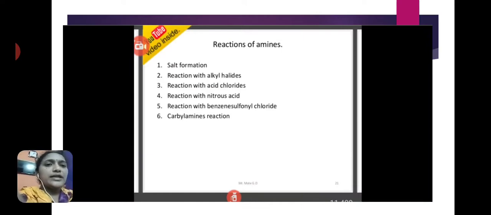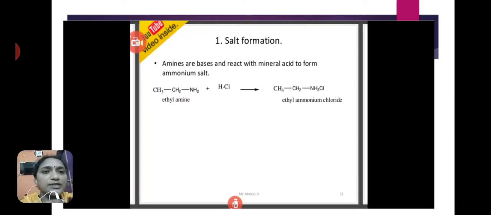Next is the reactions of amines, or chemical properties of amines. Generally, 6 reactions are present: salt formation, reaction with alkyl halides, reaction with acid chlorides, reaction with nitrous acid, reaction with benzene sulfonyl chloride, and the last one is the carbylamine reaction. Okay, let us discuss one by one.